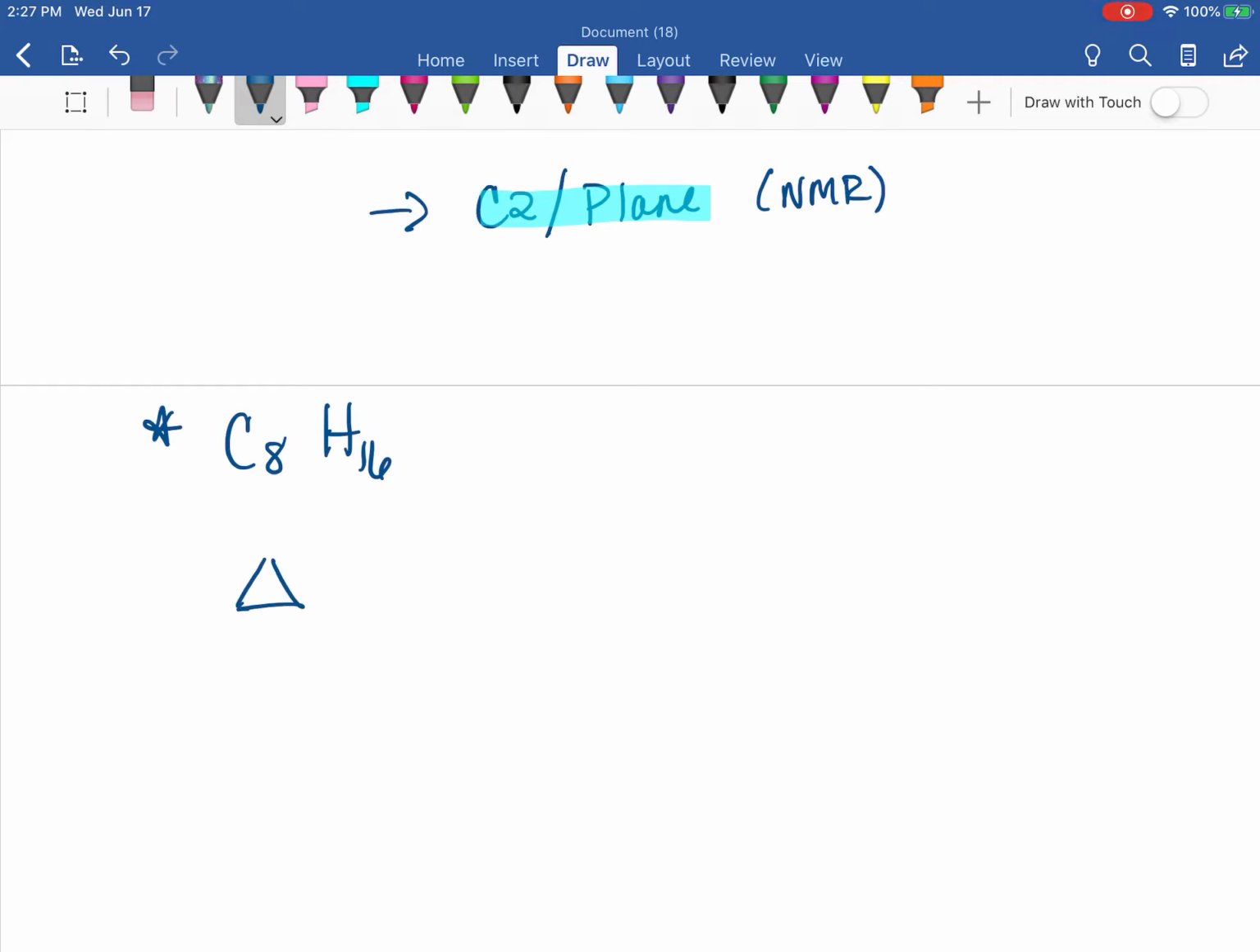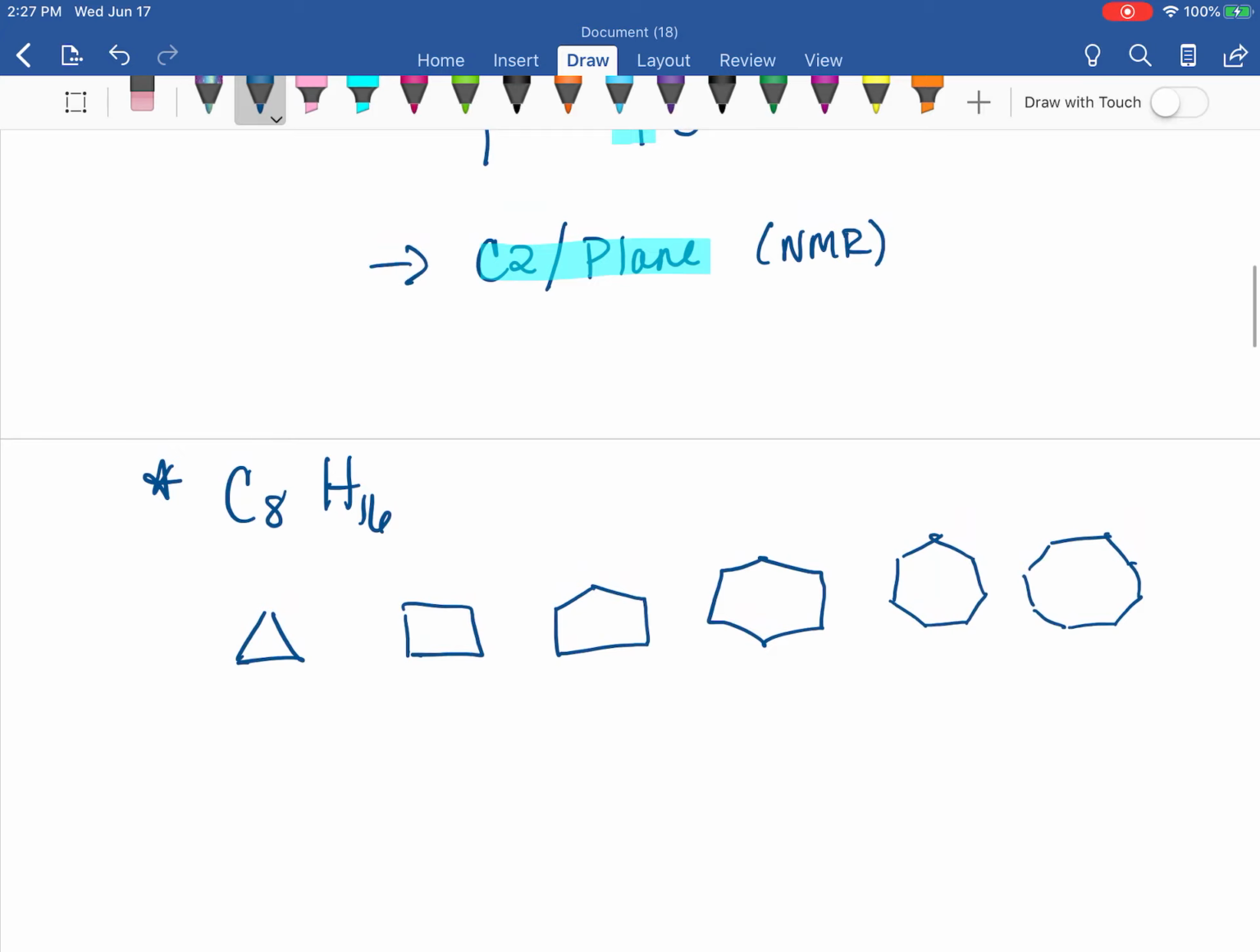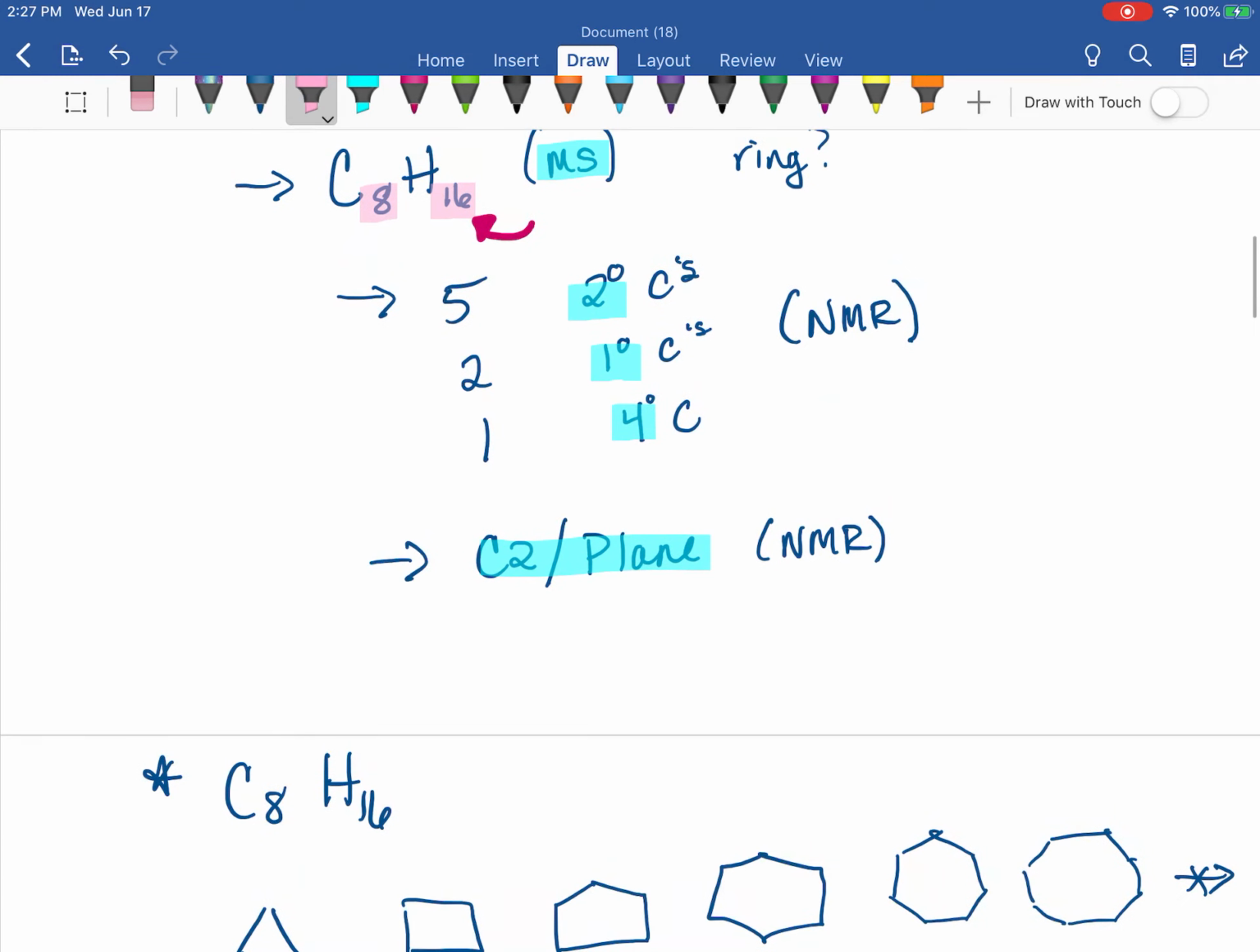Remember, we can't be smaller than a cyclopropane. And then we have a cyclobutane, cyclopentane, cyclohexane. We even have a cycloheptane and a cyclooctane. All right, so these are my possible ring sizes. I can't get larger than that because I run out of carbons. So then I start looking at my list of requirements.